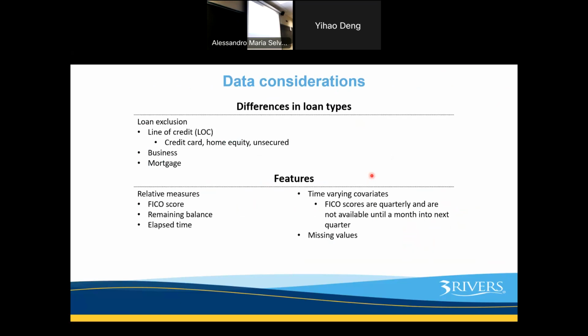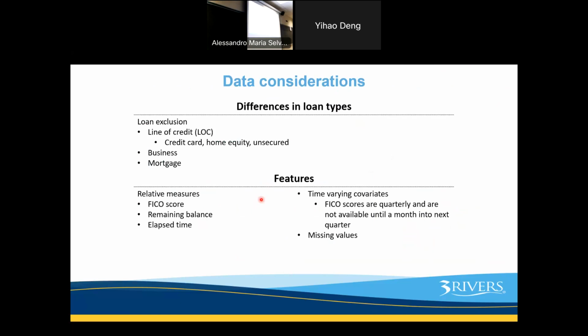So another thing to consider are the features themselves. Some we want to do relative measures and not absolute measures. One of those is FICO score, where we're going to be measuring the change in FICO score over time and not the absolute score. I'll say this now, the time periods that we're going to measure are quarterly. And the other relative measures are the balance and the elapsed time. We're going to use proportion for those. A $10,000 balance could be 95% of one loan, or it could be 10% of another loan. So we don't want to use absolute value there.